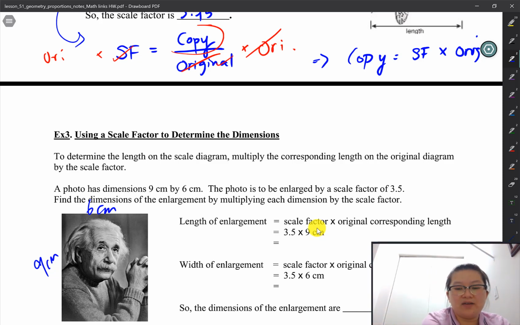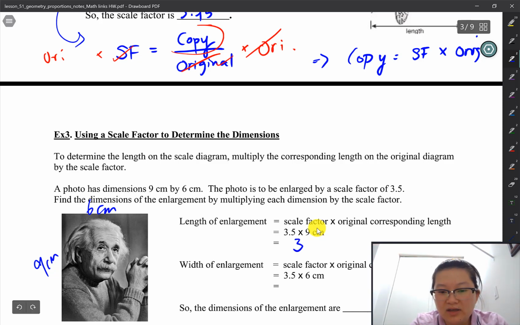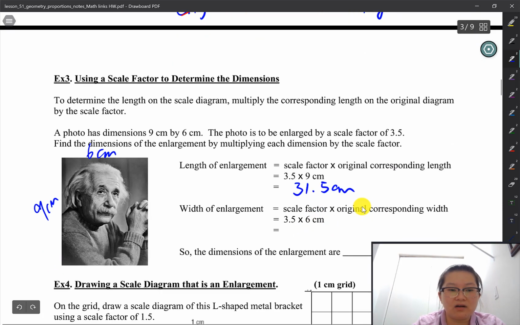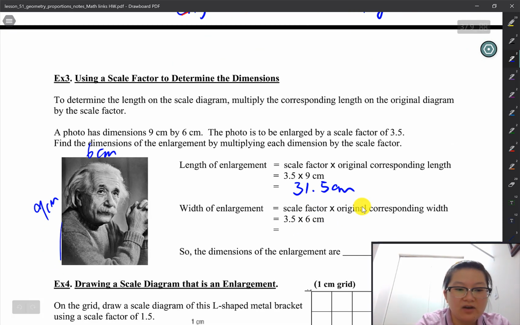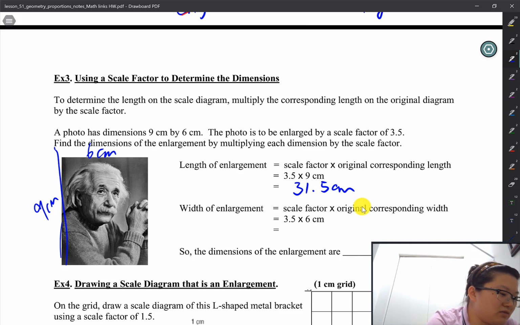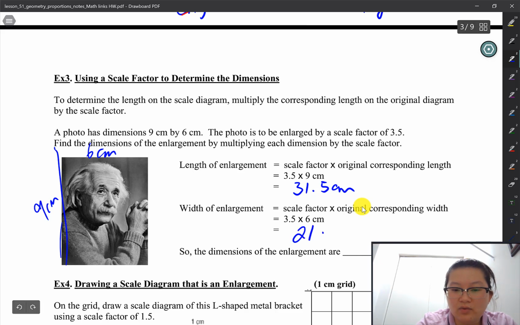So let's take 3.5 times 9 centimeters, 3.5 being your scale factor. We get 31.5, meaning if we have to make Einstein bigger, this vertical length would have to be 31.5 centimeters instead. For the width, it is also the width times the scale factor 3.5, that is a total of 21 centimeters. So the dimensions of the enlargement we have is 31.5 centimeters times 21 centimeters.